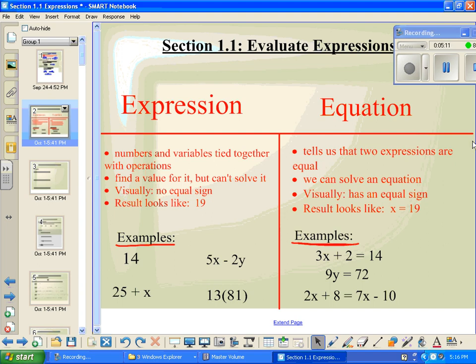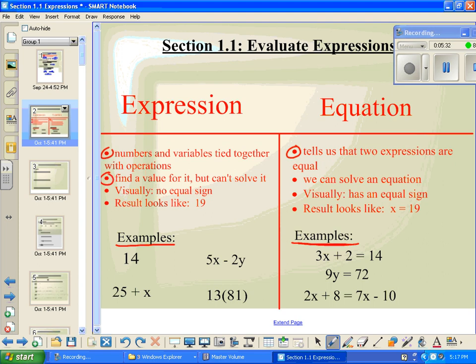The top bullets there are just the definitions, like I already mentioned on the previous page. So now you get a chance to copy those down. An expression is just numbers and variables tied together with operations. An equation, on the other side, tells us that two expressions are equal. It has that equal sign in it. Okay. Going back to expressions here.